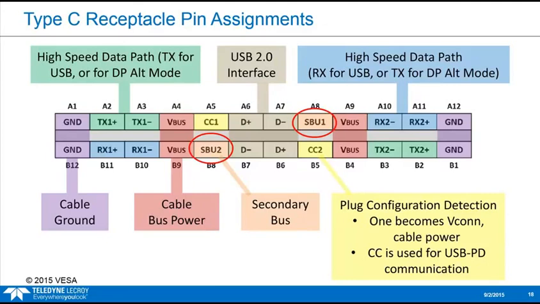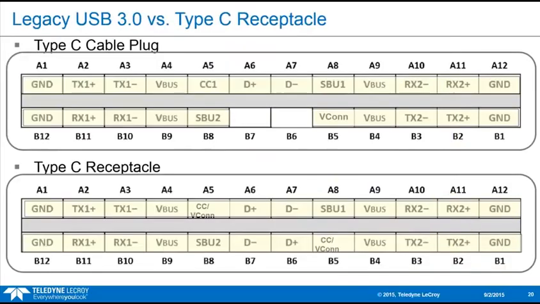Both of these pins can be configured for alternate protocols. You know, currently, for example, they're used as the auxiliary channel in DisplayPort. It'll also potentially be used for delivering audio over Type-C. But these are, of course, in the cable in both orientations as well. And then the CC line is also duplicated.